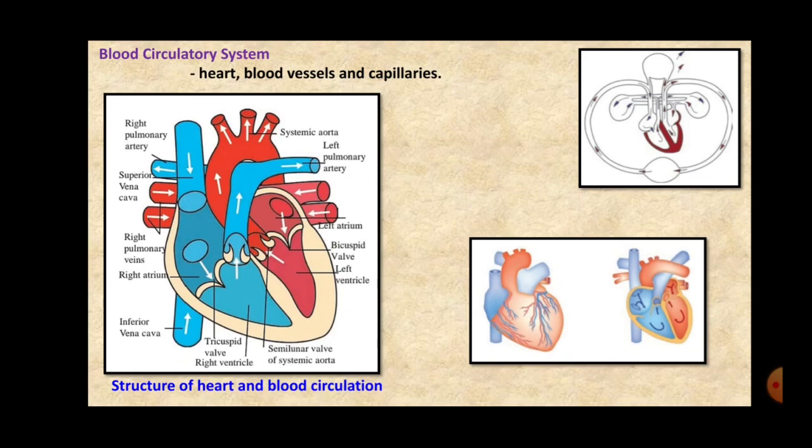About the blood vessels and capillaries, we will continue in the next lecture, students, because it is almost time up. So today we studied the structure of the heart, and in the next lecture we are going to continue with the structure of the blood vessels, capillaries and their functions.